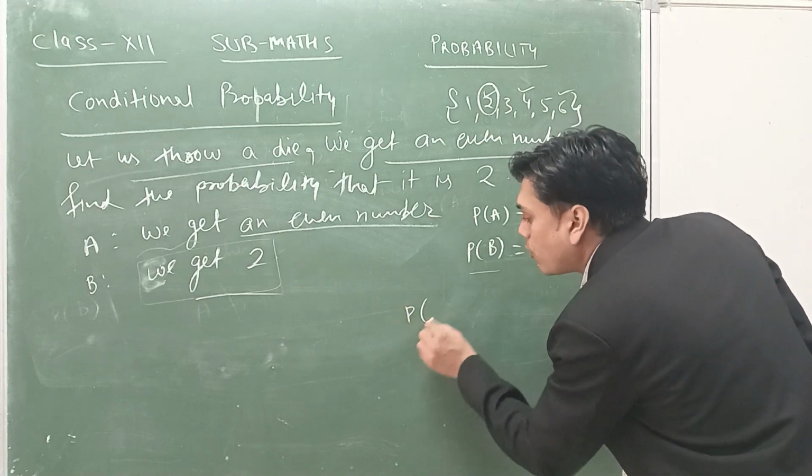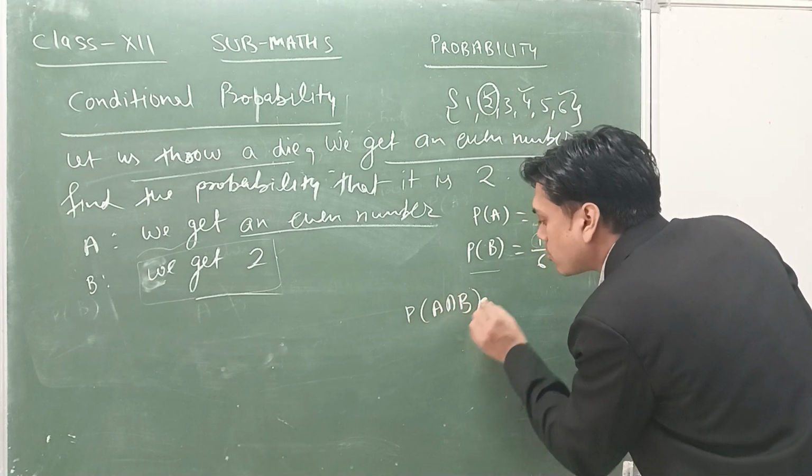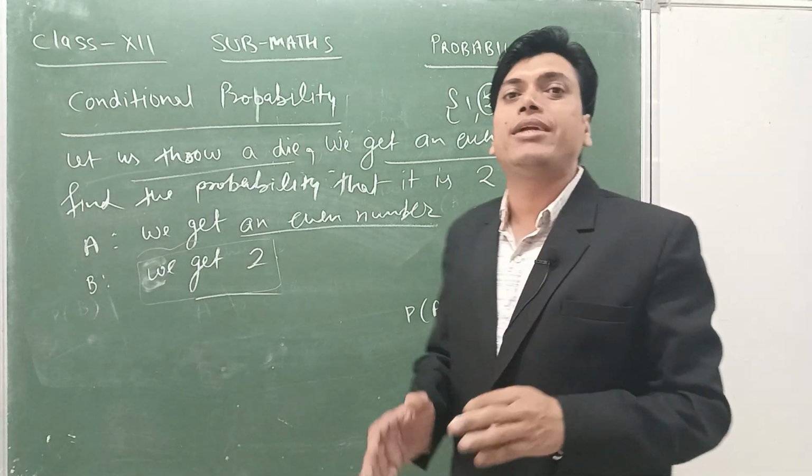Now another point was the probability of A intersection B.